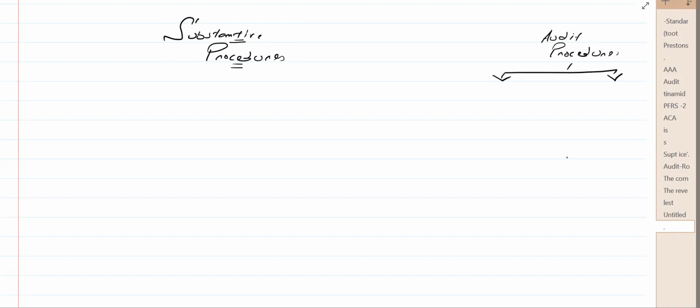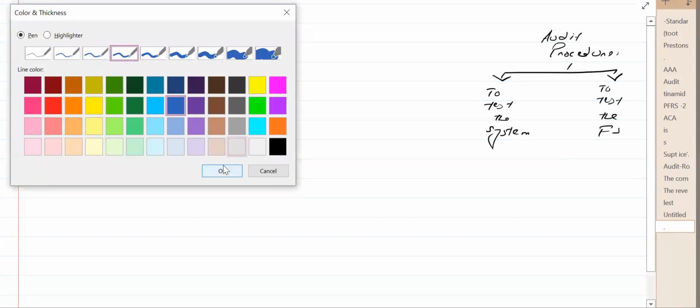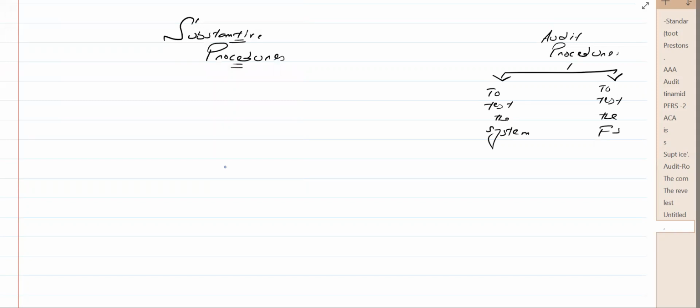So we have the audit procedure to test the system and the audit procedure to test the financial statement. So audit procedure to test the system, and then we have the audit procedure to test the financial statements. So audit procedure to test the system is known as the test of controls. And the audit procedure to test the financial statements is known as the test of details, or we call it as substantive procedures.